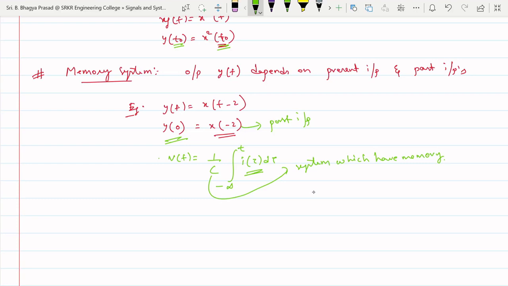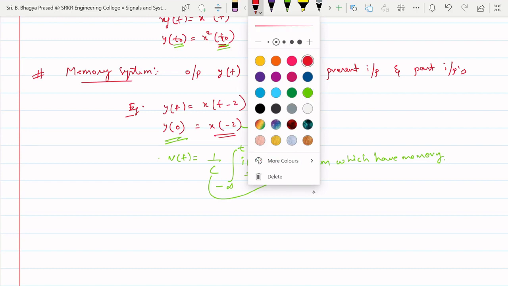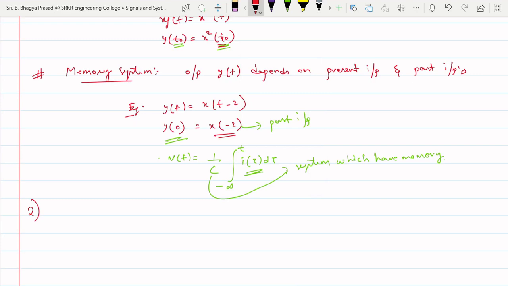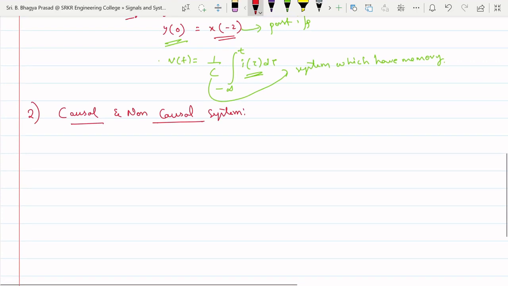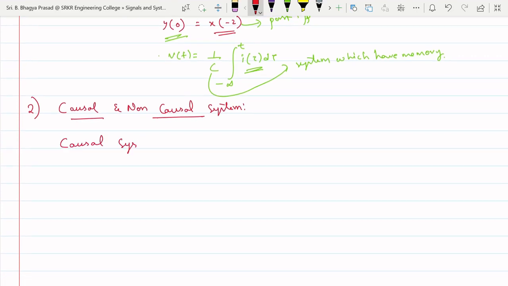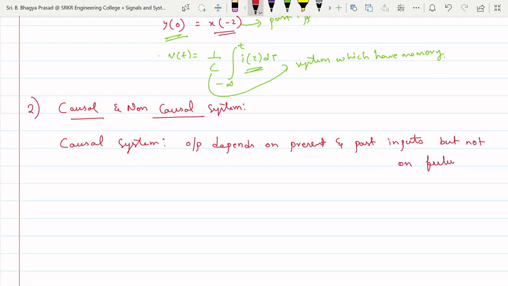This is one category, and the second one is causal and non-causal systems. For a causal system, the output depends only on the present and past inputs, but not on the future inputs.